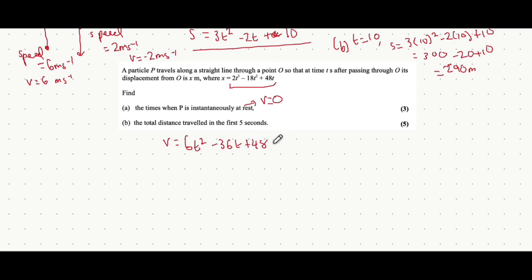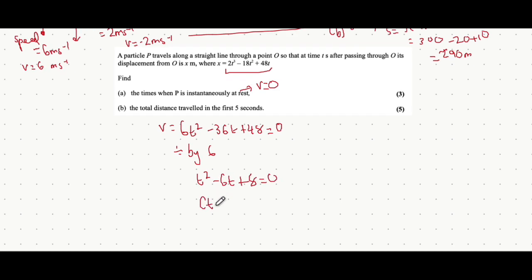And like I mentioned before, we're going to make the velocity equation equal 0 now. When solving quadratics, if you're able to, I would recommend dividing by a constant to make it easier to solve. For example, here, all of these 3 terms are multiples of 6. So you can divide each individual term by 6. That then becomes t squared minus 6t plus 8, all equals 0.